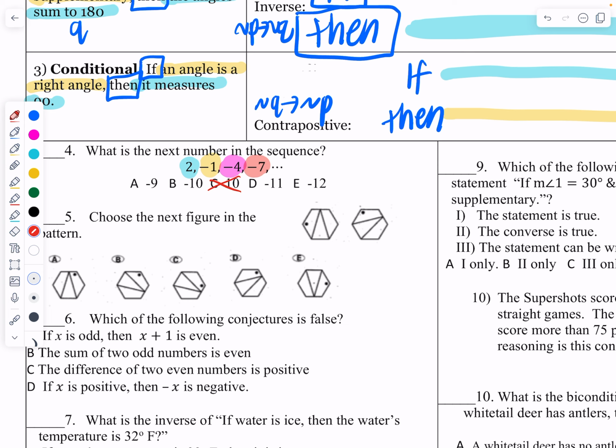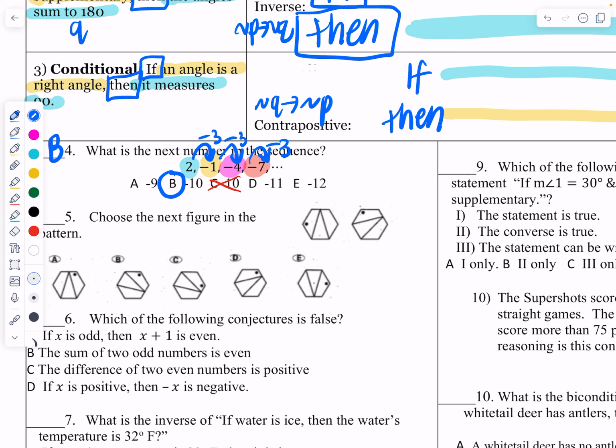And so 2 to negative 1 goes down 3. Negative 1 to negative 4 goes left 3 on the number line and then keeps going. So down 3 every time. So what is it doing? It's decreasing by 3 every single time. Minus 3, minus 3, minus 3. So it's going to do minus 3 again. And so negative 7 minus 3 is going to give me negative 10. So it will be B.